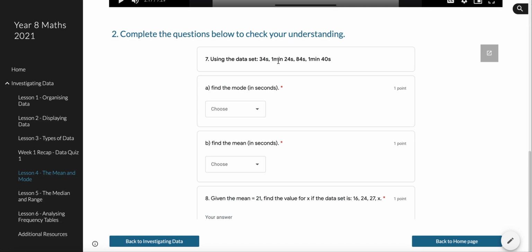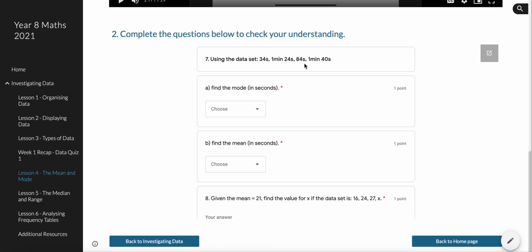This one, there's 1 minute and 24 seconds. So let's convert this minute to seconds. How many seconds are there in a minute? 60. So really, this score here is 60 seconds plus another 24 seconds. So it's going to be 84 seconds. So you might like to write that down. You might like to write this whole data set out again and write 34, 84, 84.